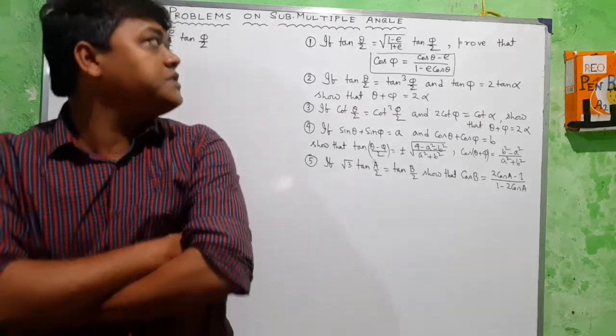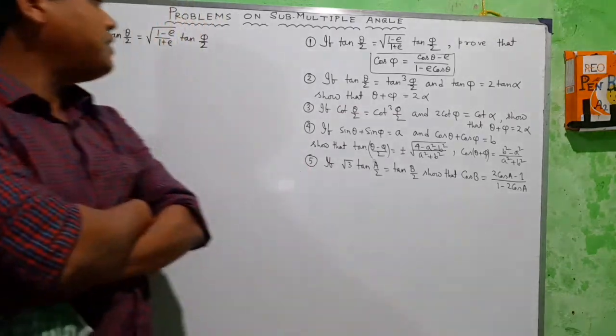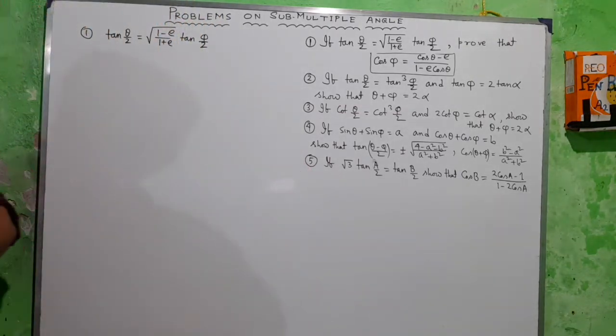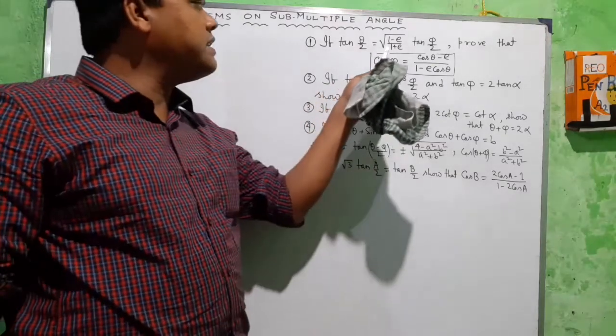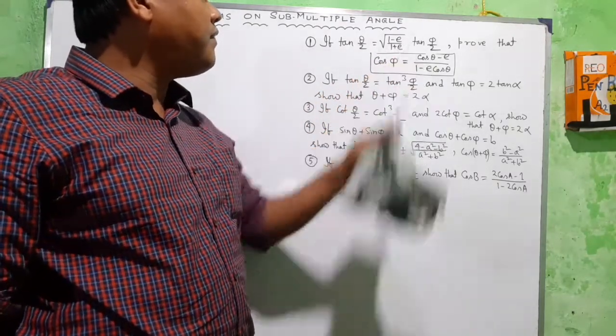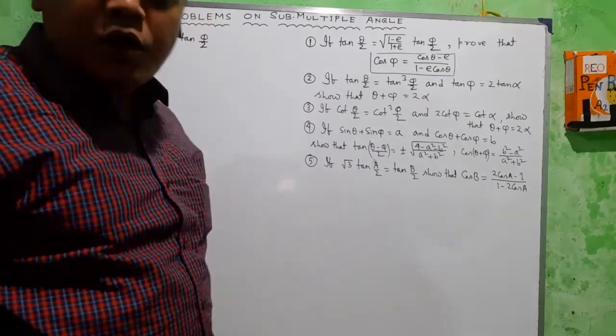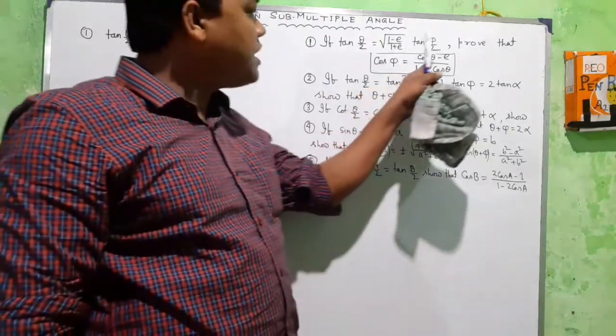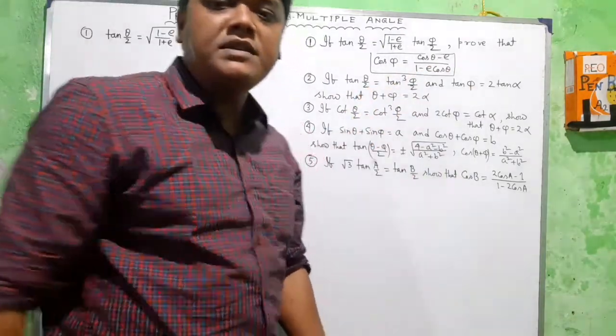The first problem given to you: if tan theta by 2 equals square root of (1 minus e) by (1 plus e) into tan phi by 2, then prove that cos phi equals (cos theta minus e) by (1 minus e cos theta).